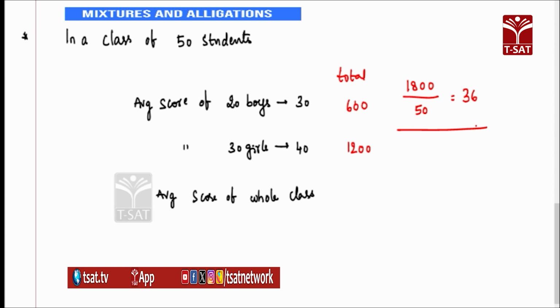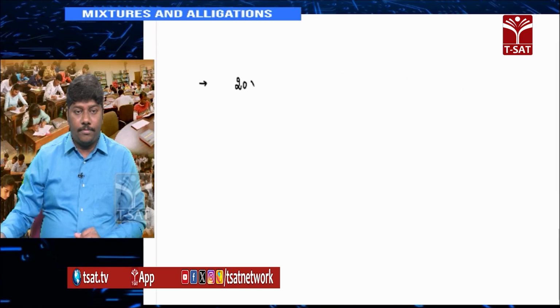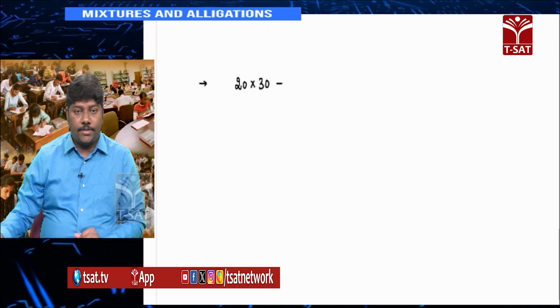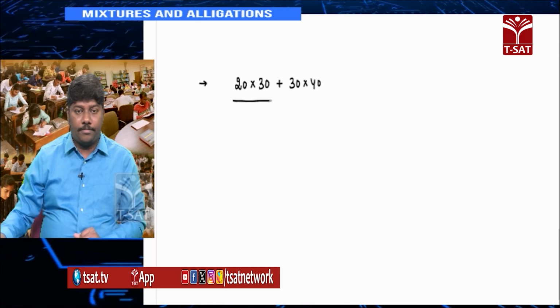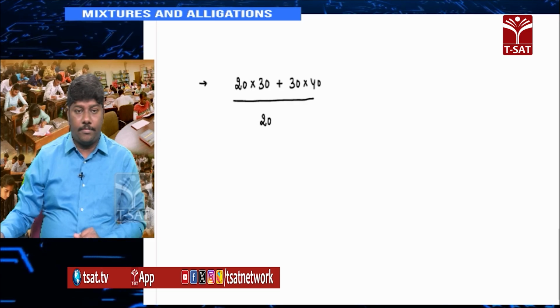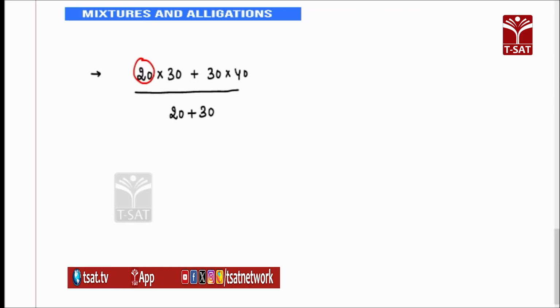This is a very simple form of grouping, but look at the concept behind this. We are multiplying 20 into 30 plus 30 into 40, dividing it by 20 plus 30. Can I take common of anything from this? I can take a common of 10. If I take common 10, I am making it simple: 2 into 30 plus 3 into 40 divided by 2 plus 3.